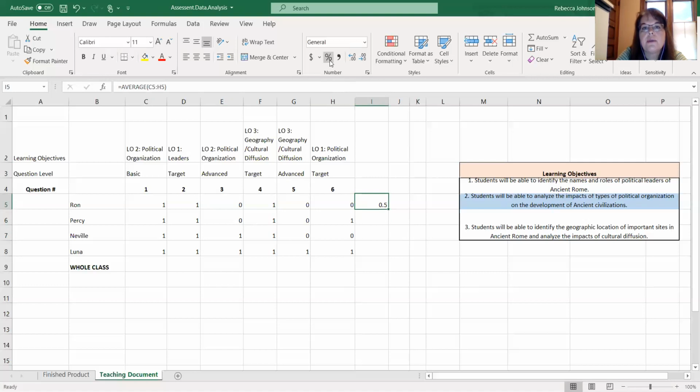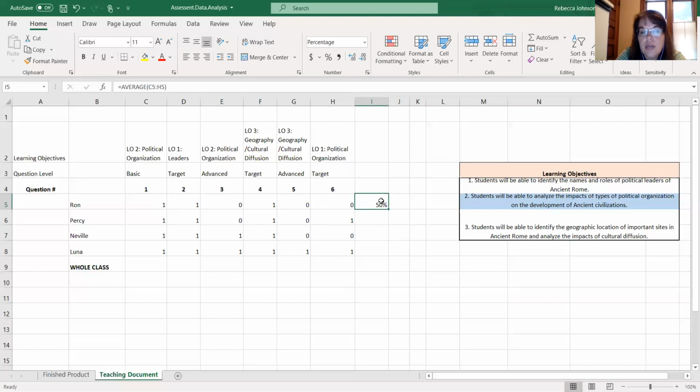And I'm going to put it in a percentage. So on Excel, whenever you're in a document, you can choose the percentage up here, right? Okay. And so average does an average of all of these, right? So it averages the 1s and the 0s. So if this was all 1, the average would be 1, which is 100%. If they were all 0, the average would be 0%. But Ron got half of them right. So when you average it out, C5 to H5, you get 50%.